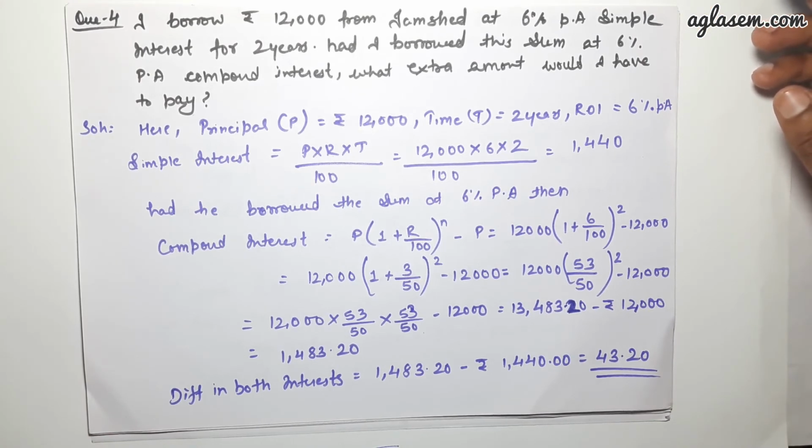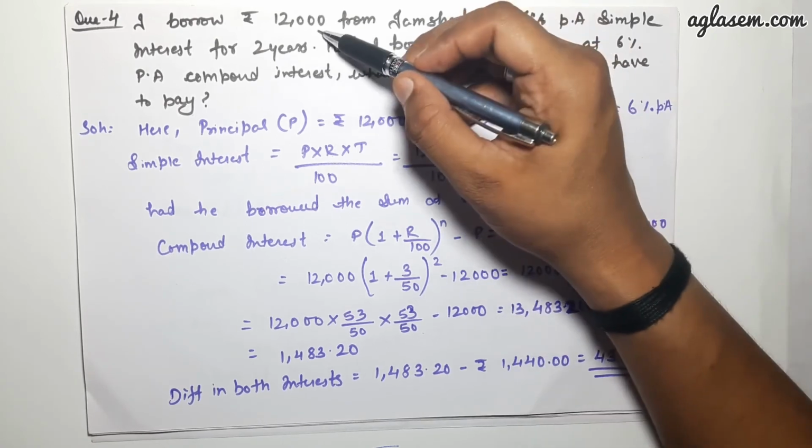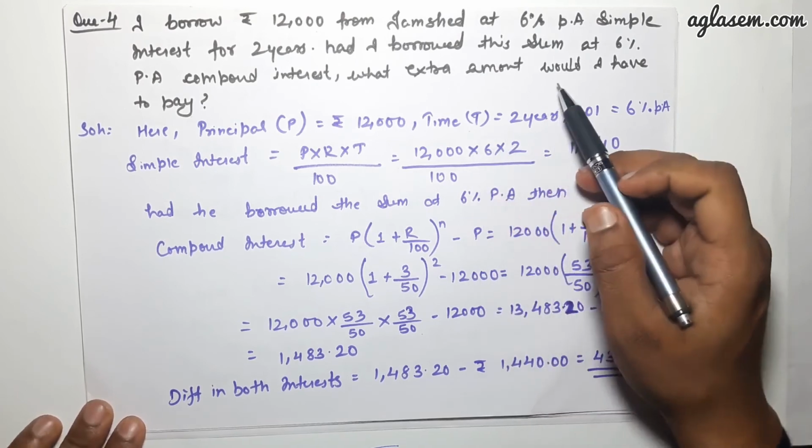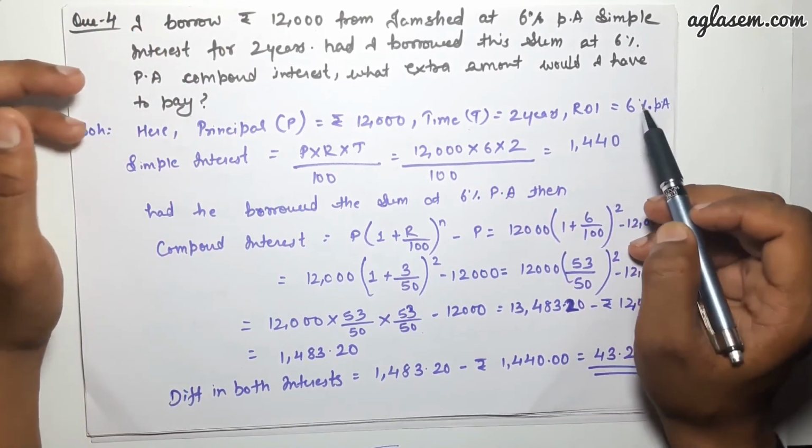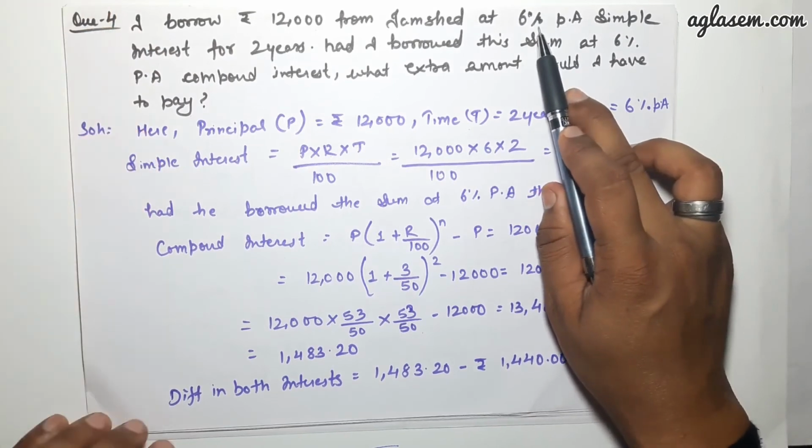Question number 4. I borrowed rupees 12,000 from Mshed at 6% per annum simple interest for 2 years. Had I borrowed this sum at 6% per annum compounded interest, what extra amount would I have to pay? Here principal P is equal to 12,000, time is equal to 2 years and rate of interest is 6%, given in the question.